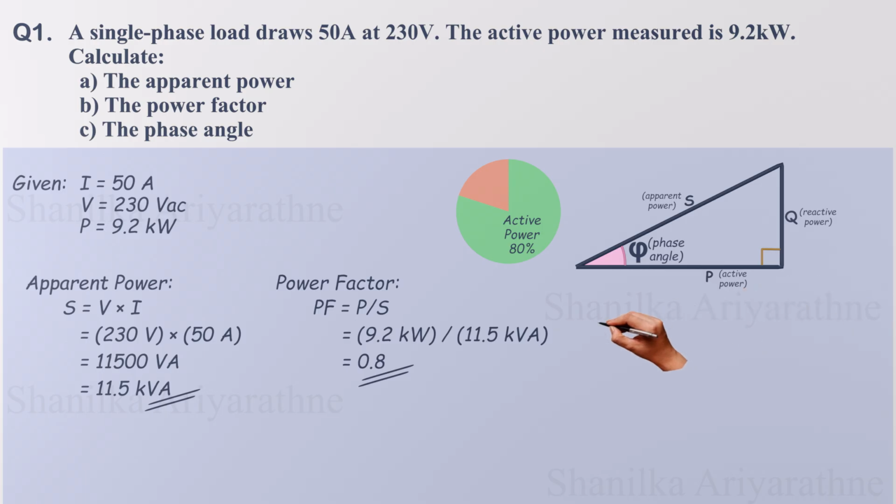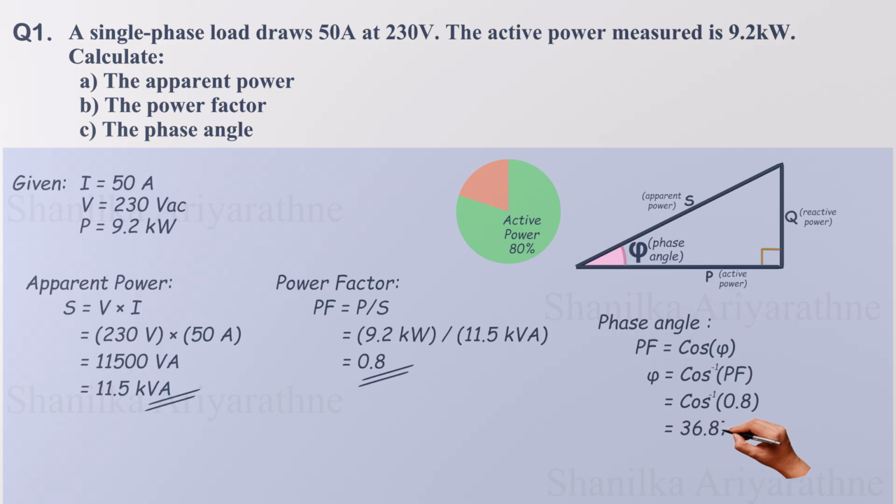Finally, let's calculate the phase angle, which shows us the time displacement between voltage and current waveforms. Power factor is the cosine of the phase angle. Since we know the power factor, we can find the phase angle using the inverse cosine of our power factor. Phase angle is 36.87 degrees.